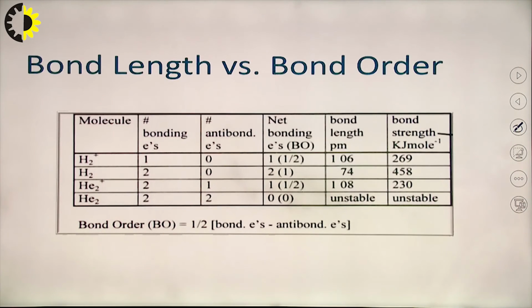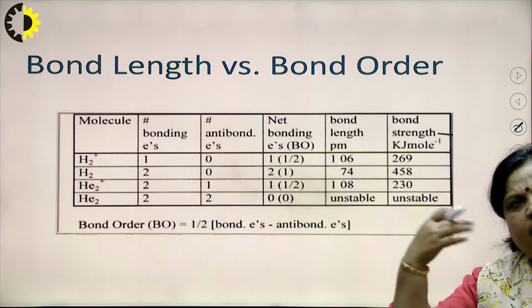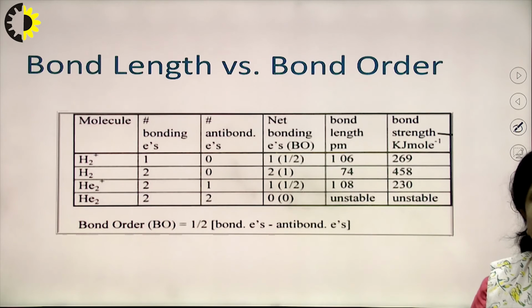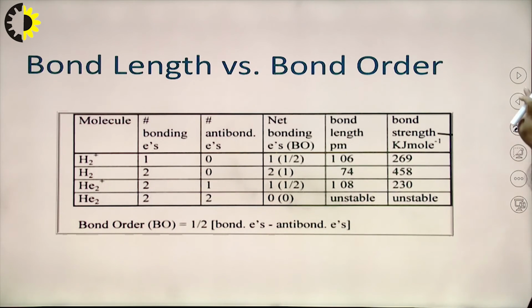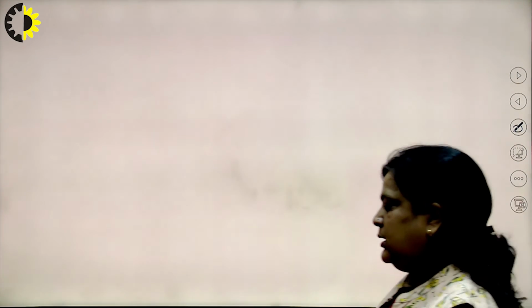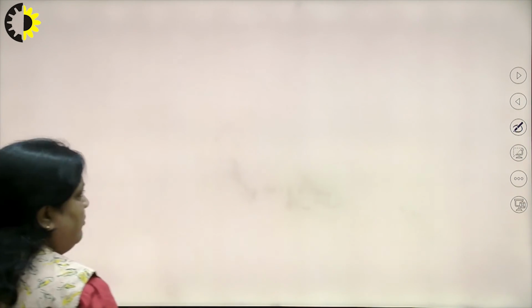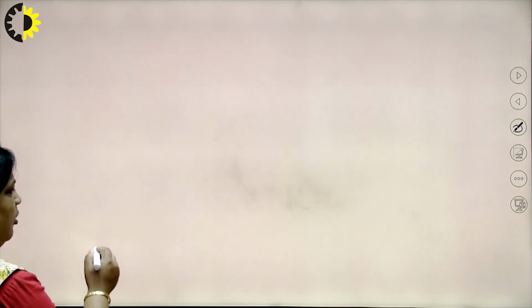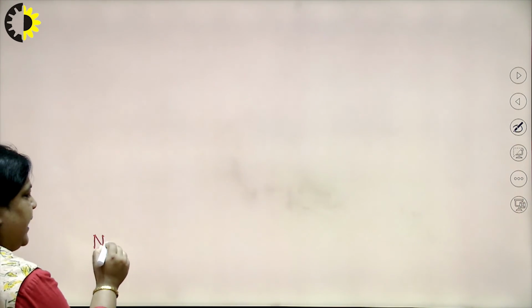Now, this is the comparison, and the comparison is totally based on this: the bond order is directly proportional to bond energy and inversely proportional to bond length. Now, suppose we want to draw the molecular orbital diagram of N2 as well as O2.